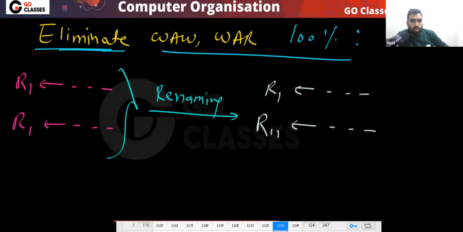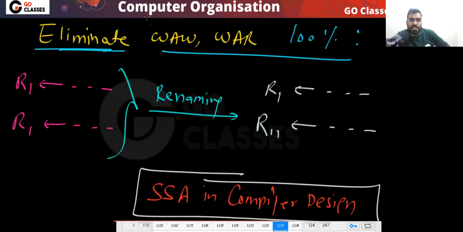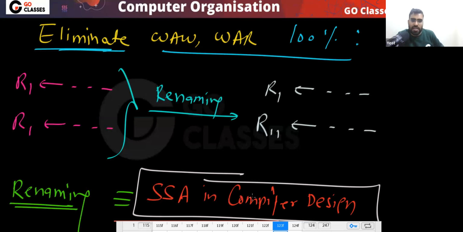Did you notice we do this in SSA? Do you remember SSA in compiler design? This is what we do in SSA, single static assignment, in compiler design. That is the same concept. Renaming is similar to the SSA concept, and these hazards will be gone entirely. So this is your renaming concept.